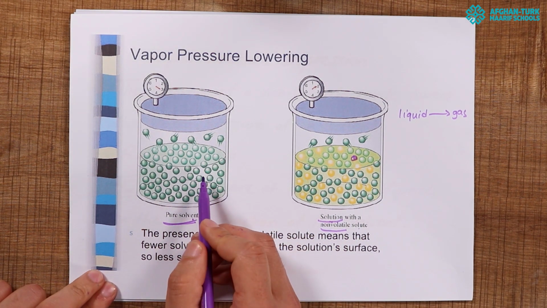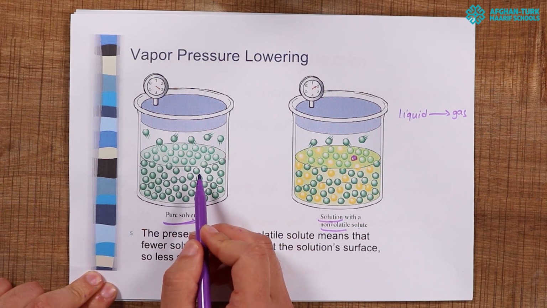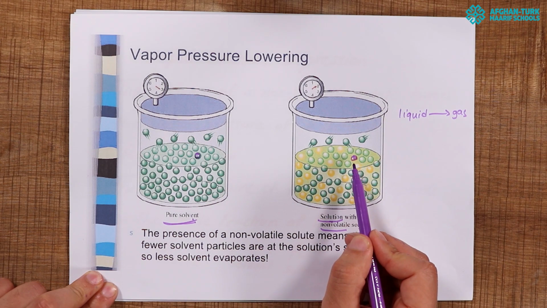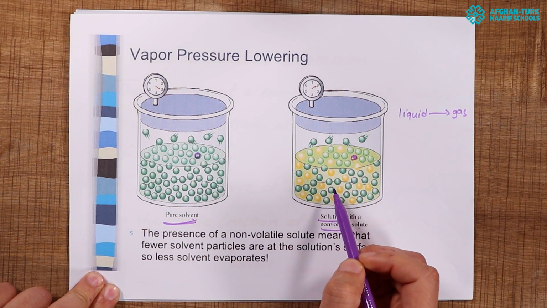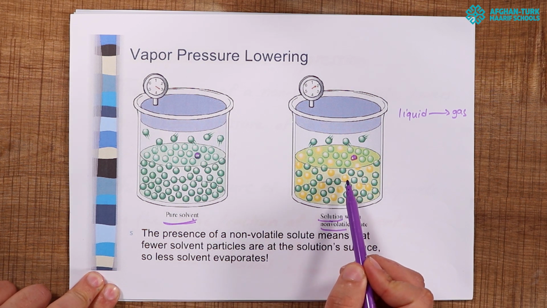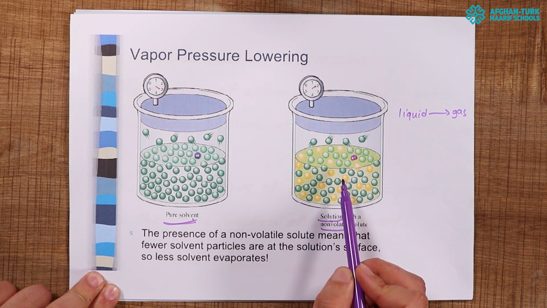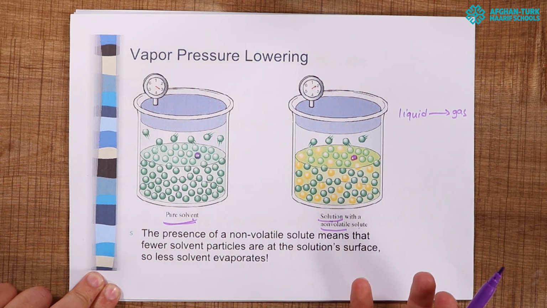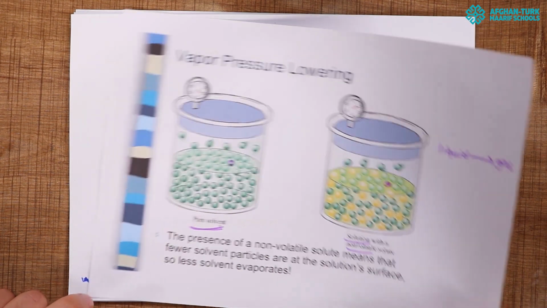In this picture, we just have pure solvent or water. If you say, we have more water molecules here, but in the other we have fewer water molecules. It means the presence of a non-volatile solute means there are fewer solvent particles, so less solvent evaporates. It means it will lower the evaporation.